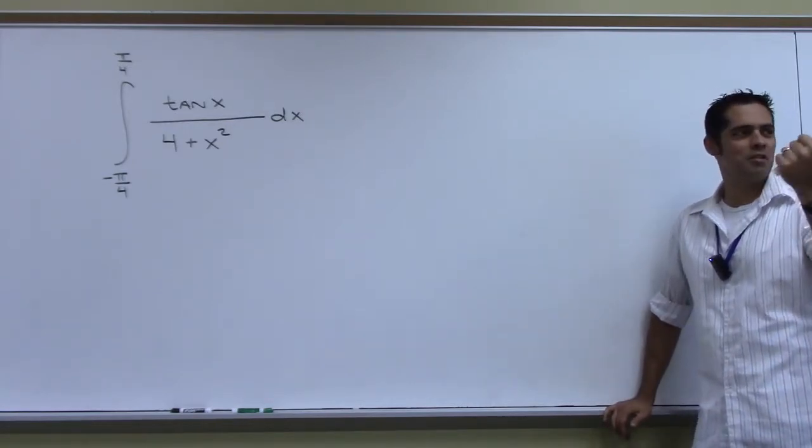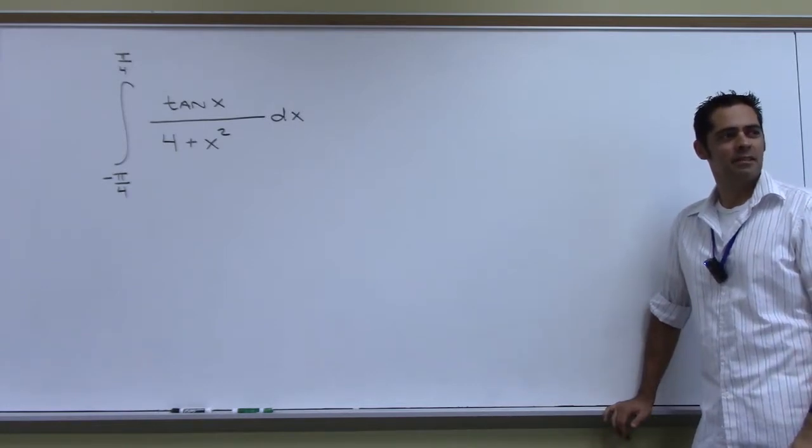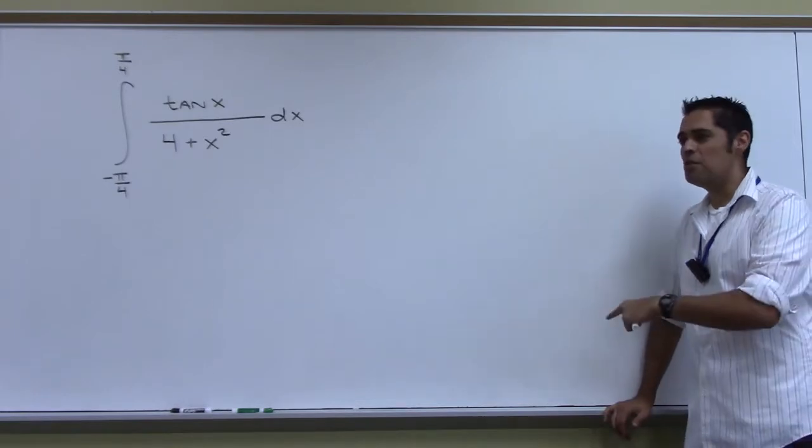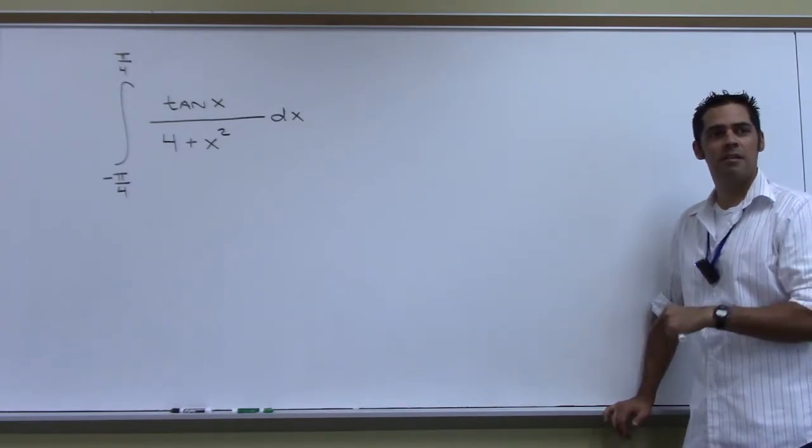What's that called? Integration by parts. Okay, so if we do integration by parts, you have to choose a u and then you have to choose a dv, right?